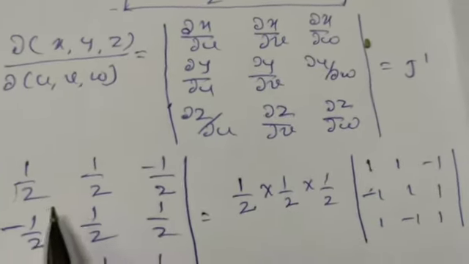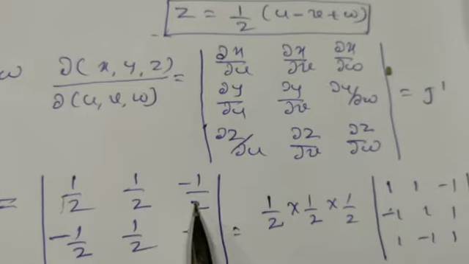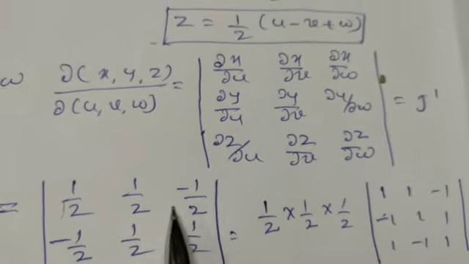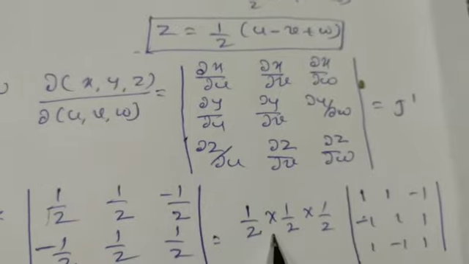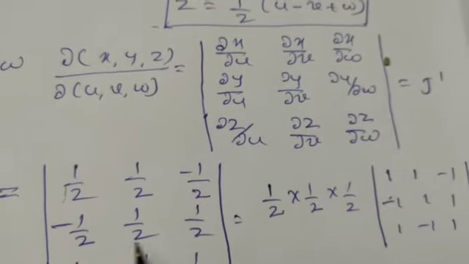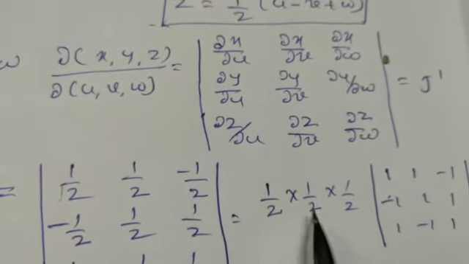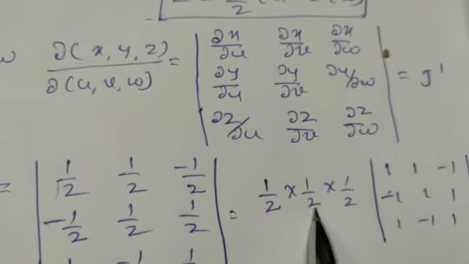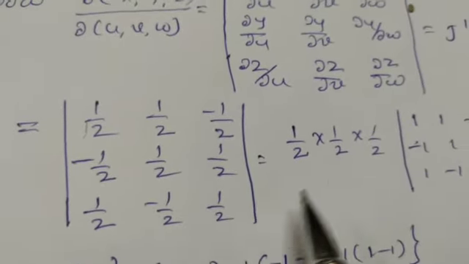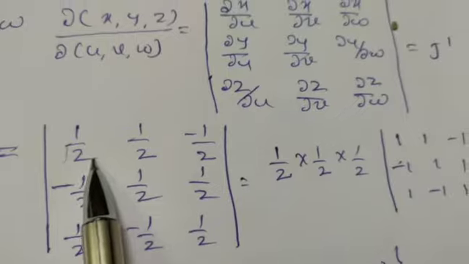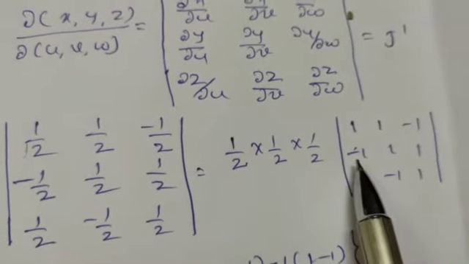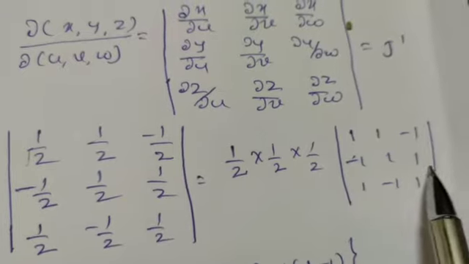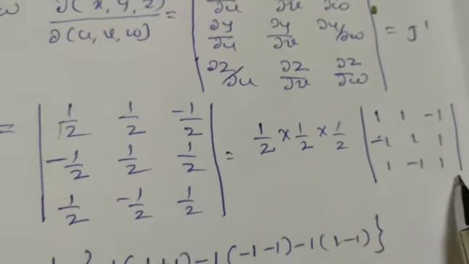Let us simplify this determinant. All the terms in the first row contain 1/2, so we can take 1/2 common from the first row. Similarly, all the elements in the second row contain 1/2, we can take 1/2 common from the second row, and from the third row also we can take 1/2 outside. So in the first row, after taking 1/2 common, 1, 1, minus 1 remains, in the second row minus 1, 1, 1, and in the third row 1, minus 1, 1 remains.